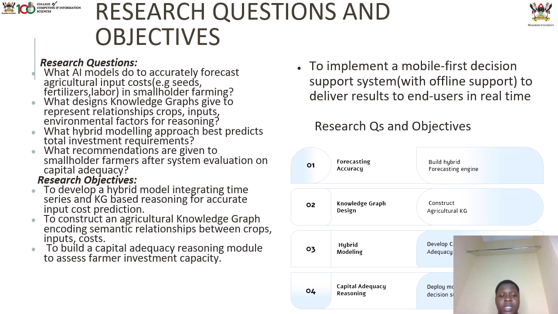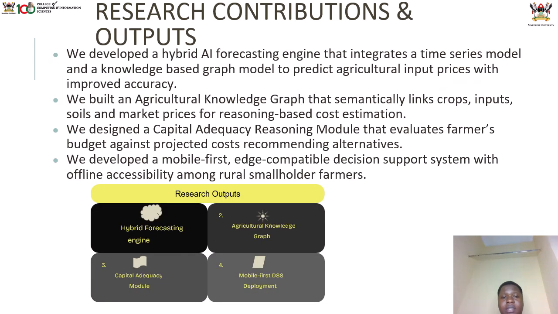So we shall now proceed to the next slide. Research contributions and outputs. We developed a hybrid AI forecasting engine that integrates a time series model and a knowledge graph model to predict agricultural input prices with improved accuracy. We also built an agricultural knowledge graph that semantically links crops and other features.